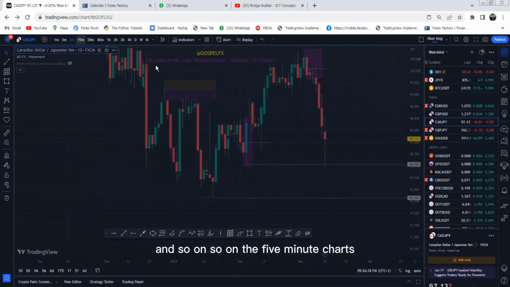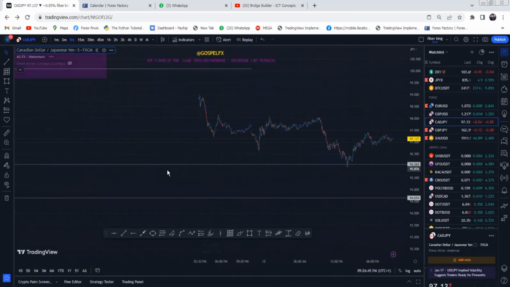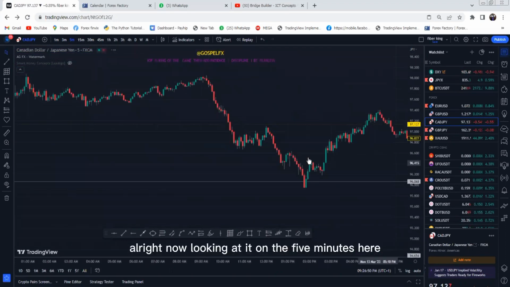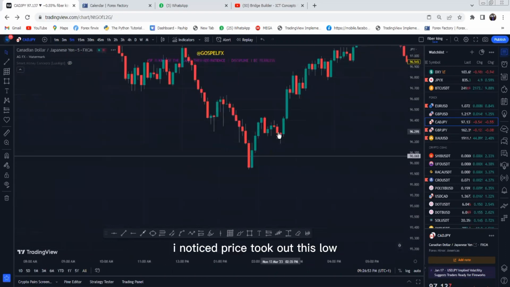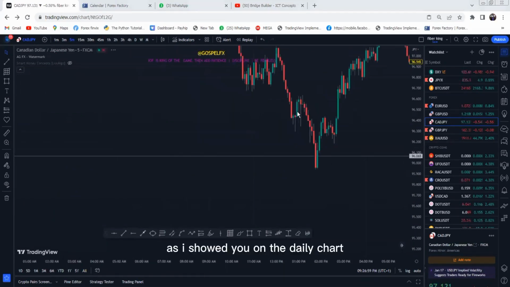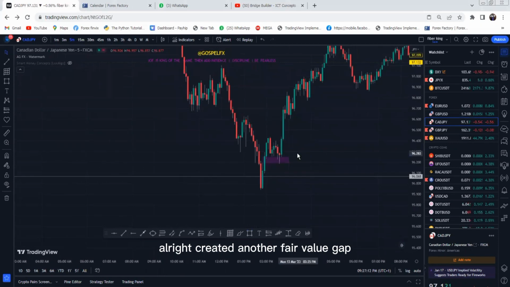So on the 5-minute chart, you can have some scalps here after price took out this low. Let's just look and see if we can have a level here. Now looking at it on the 5 minutes here, I noticed price took out this low, the old low, as I showed you on the daily chart. On the daily chart, after taking that low, price gave us a huge expansion, creating another fair value gap.